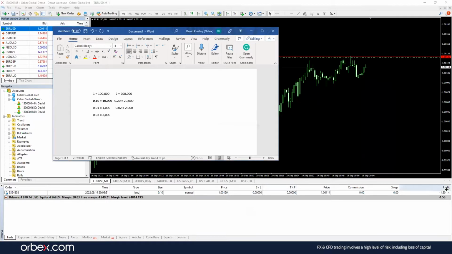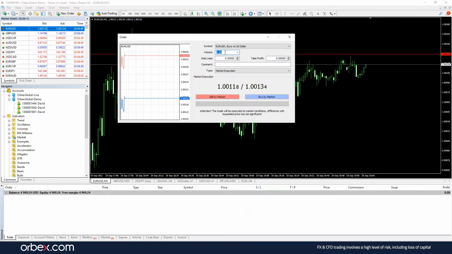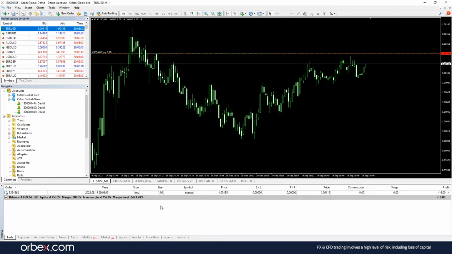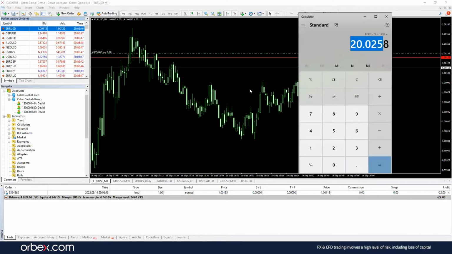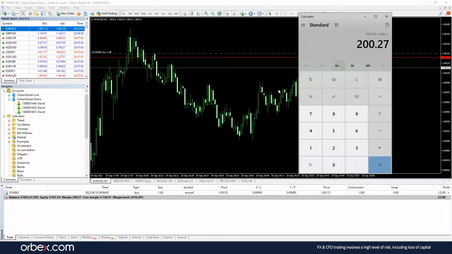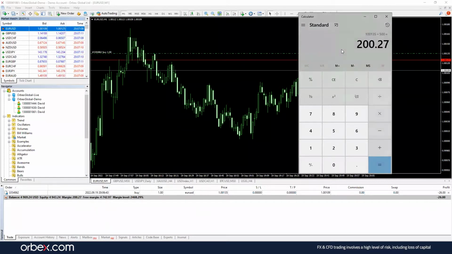And let's open a one lot. So this is 100,000 notional value of that currency. And as you can imagine, it is actually getting more and more. As you can see here, it's $200 now. And why is this? Well, it's because the notional value or the lot size is a lot more. So 1.00135, which is the price I opened it at, multiplied by 100,000 and then divided by 500. So $200.27. There's no extra decimal here. It's just basically rounded at $200.27. So this is the margin requirement.